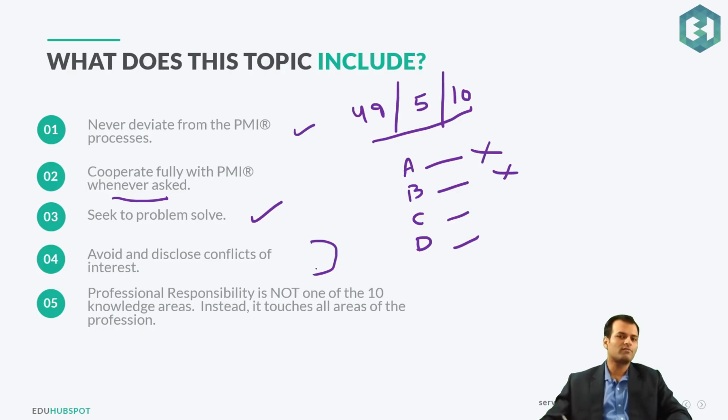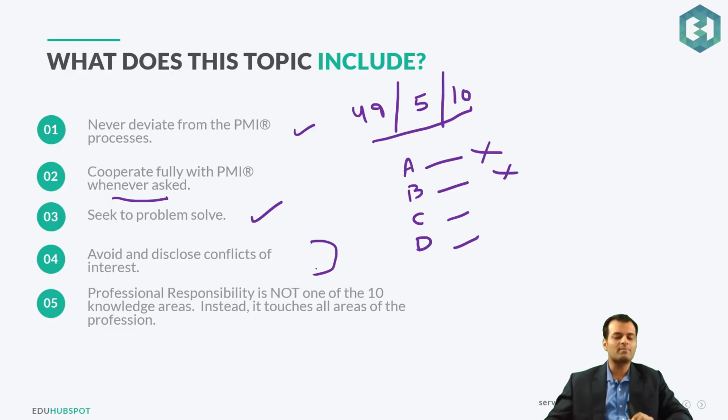Avoid and disclose conflict of interest. So what is this conflict of interest? For example, I'm a project manager, and I want to select a vendor for my project. Now, one of my neighbors is bidding for the project. I came to know about it.